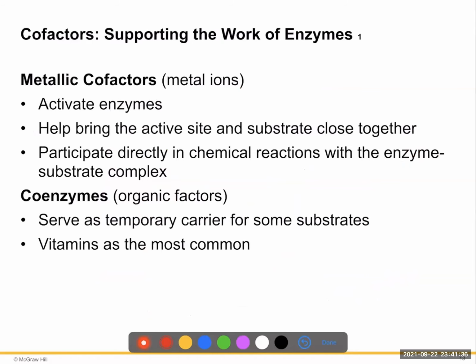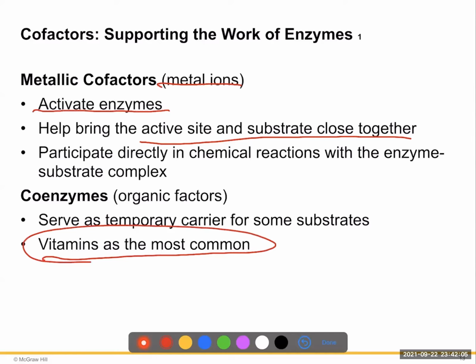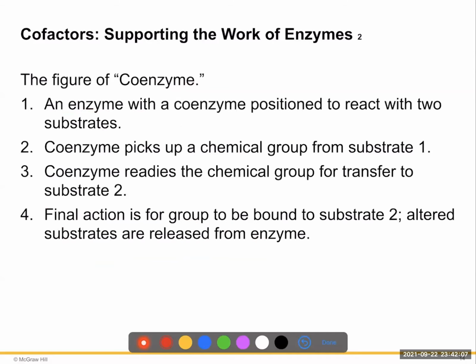Okay. Like we said, we have metallic cofactors or coenzymes that need to bind there also to modify the shapes. These metal ions can activate the enzymes. They help bring the active site and the substrate closer together, or they can participate directly in the chemical reaction with that enzyme substrate complex that has been formed. The coenzymes, or organic factors like vitamins or coenzyme A, serve as temporary carriers for some substrates. Vitamins are the most common of the coenzymes.